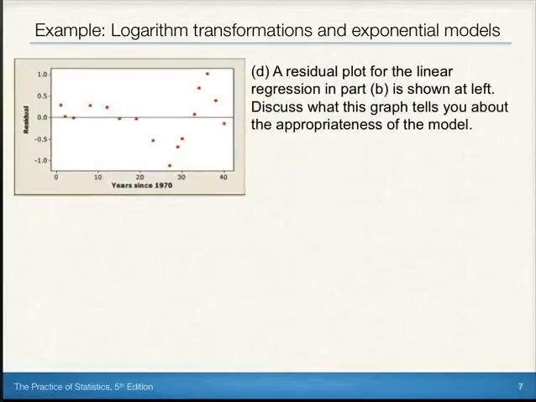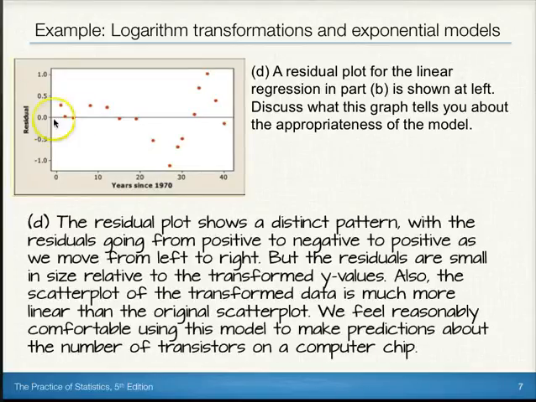Now, a residual plot for the linear regression model from part B is shown at the left. Describe what this graph tells us about the appropriateness of this model. Well, the residual plot here does show a distinct pattern. We see a little bit of scatter here, but then a definite drop down and back up. We kind of have this wavy pattern going through our residual plot. Remember, patterns aren't good in a residual plot.